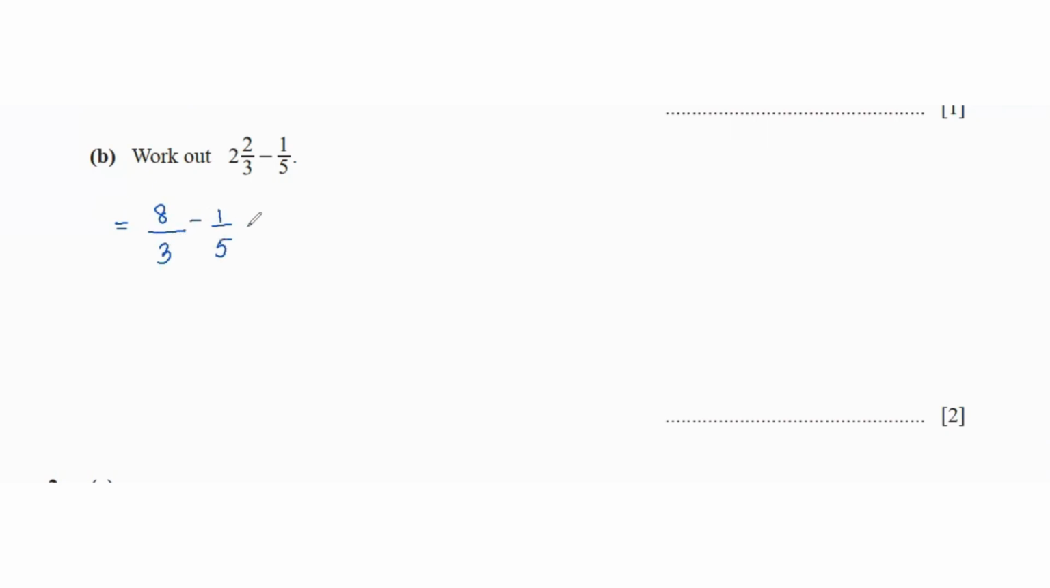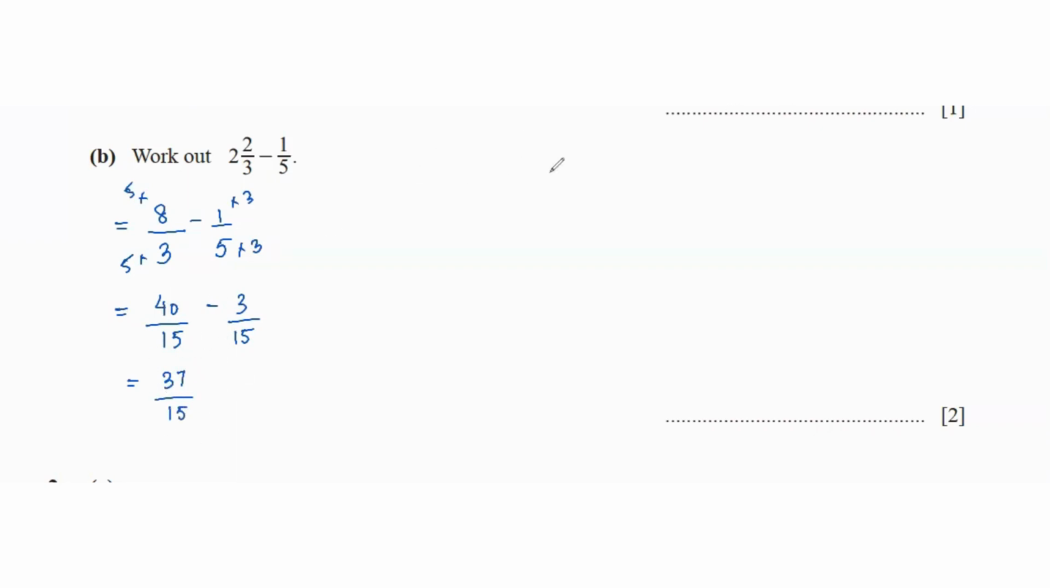Now whenever we're adding or subtracting unlike denominators, we have to make the denominators equal first. So in order to do that, I will multiply the first fraction by 5 and the second fraction by 3. So that's going to be 40 over 15 minus 3 over 15. Now we can subtract the numerators. So that is going to be 37 over 15.